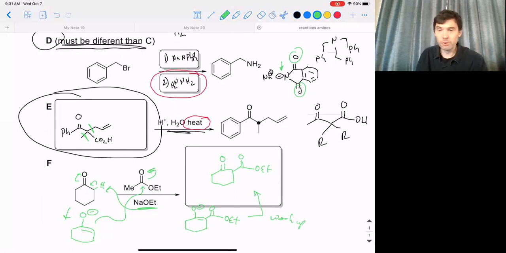Okay, so hopefully that was a great review of a number of reactions that ketones, esters, and amines can undergo.